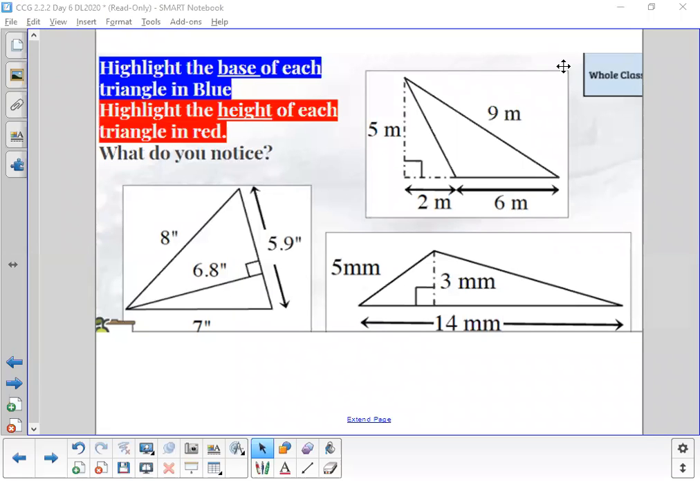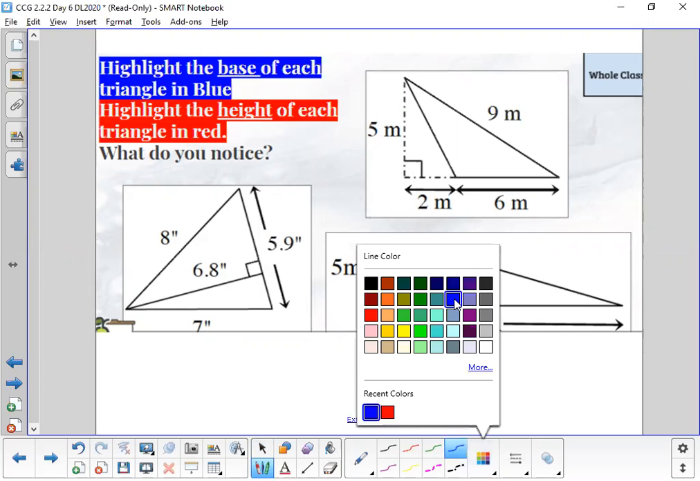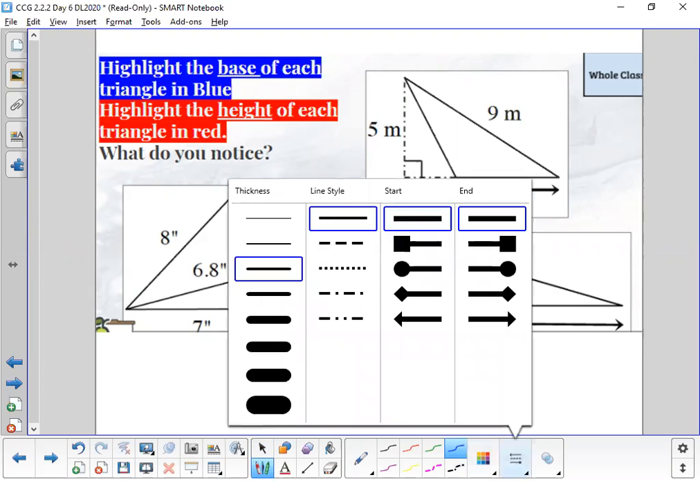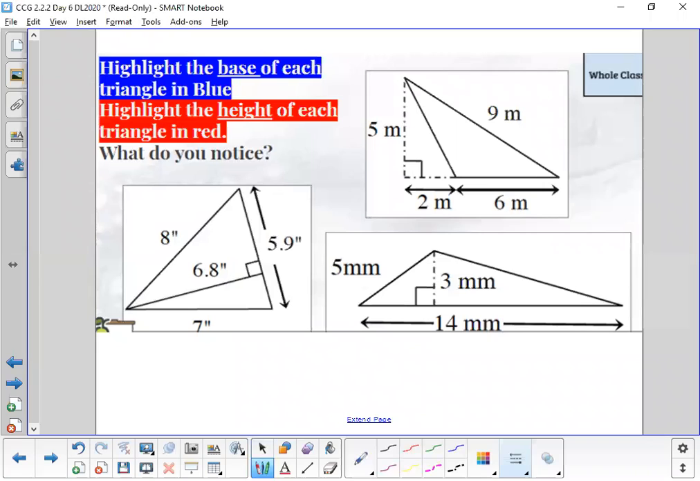What I asked you guys to do here is I asked you to highlight the base of each triangle in blue and the height of each triangle in red. And we're going to take a look and see what that actually looks like for different types of triangles. So let's start with this bottom right triangle. The base of my triangle is this, 14 millimeters.